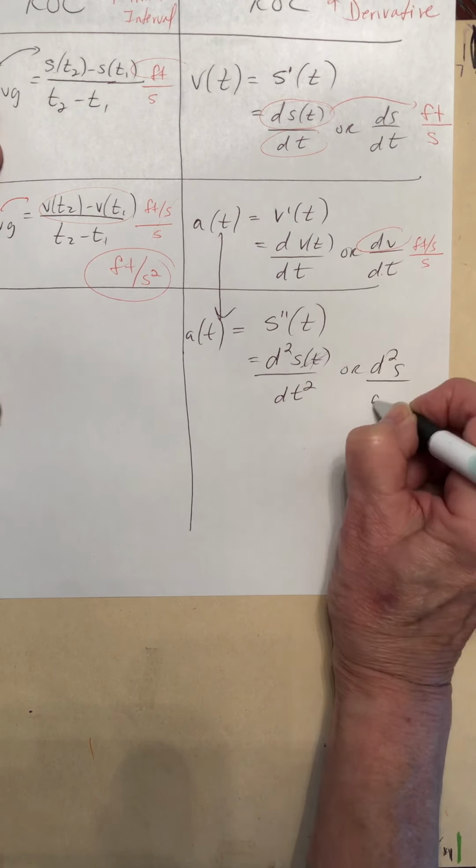This is all about change. Change in position as time changes. Change in velocity as time changes. So that's what derivatives are all about, is talking about change.